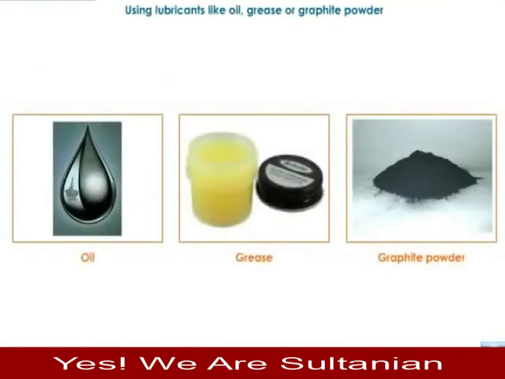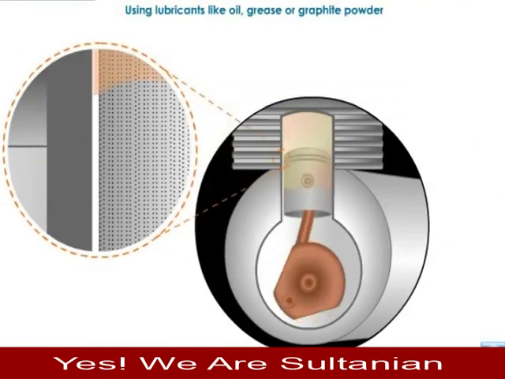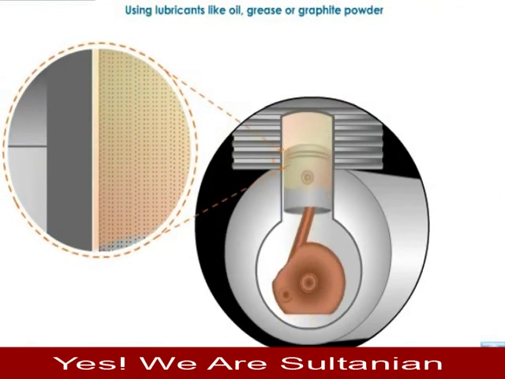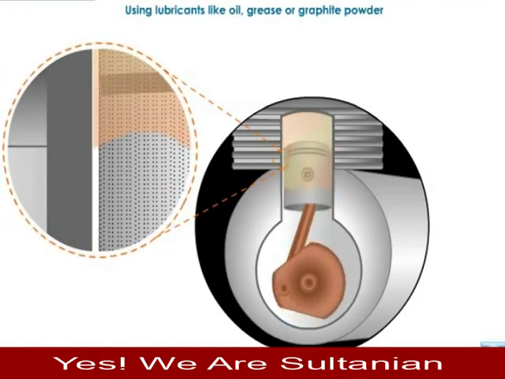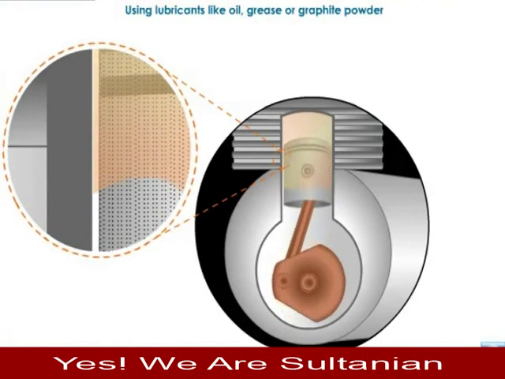Using lubricants like oil, grease, or graphite powder. Lubricants like oil or grease can reduce friction. The lubricants form a thin film between the moving parts and fill the tiny pores and depressions on the surfaces. This makes the surfaces smooth and reduces the friction.